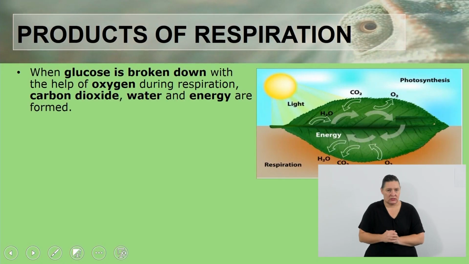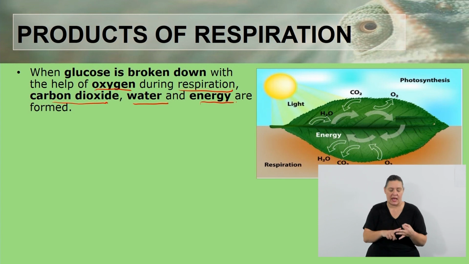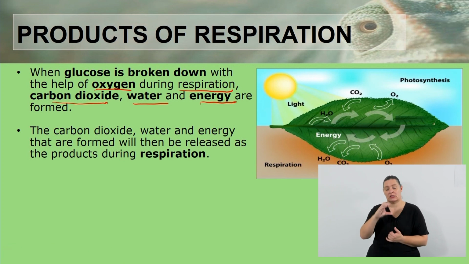And then after that, what happens, we are going to find out by looking at the products. So now that the glucose has been broken down, what happens next? The glucose is broken down with the help of oxygen during respiration. Carbon dioxide, water, and energy are formed. So now, the carbon dioxide, water, and energy that is formed will then be released as the products of respiration. So the requirements are oxygen and glucose. The oxygen will break down the glucose in order to release what? Carbon dioxide, to release water, and to release energy.